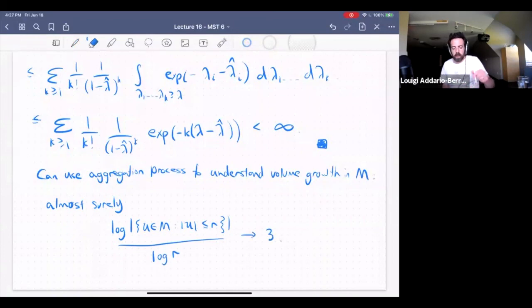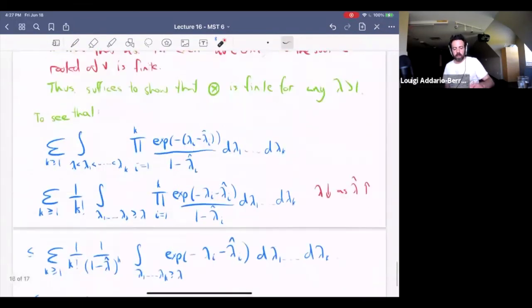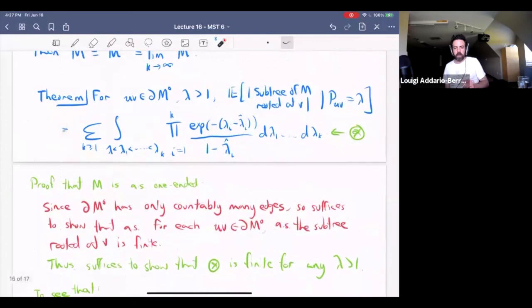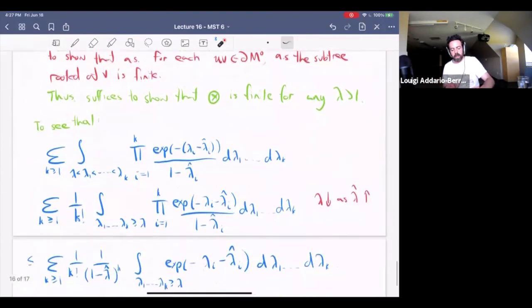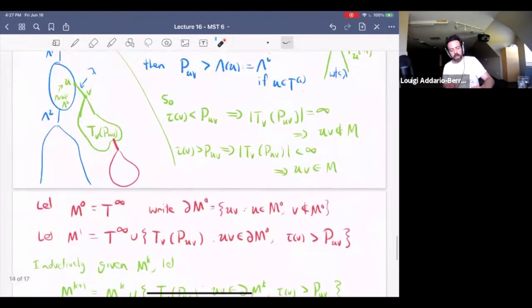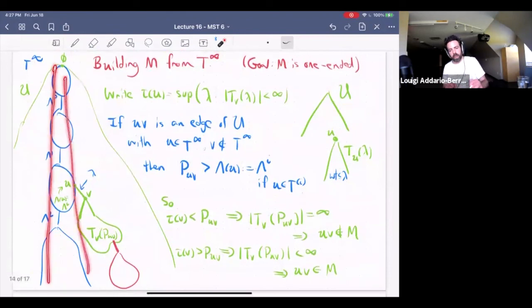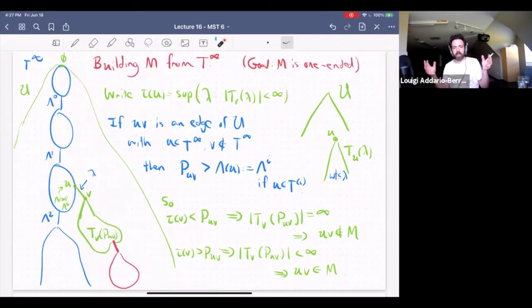This is some indication that even though it was fairly easy to bound this integral, once you find this formula for the size of the subtrees, you could show fairly straightforwardly that the whole tree was one-ended. It's a little bit delicate because whereas the tree T only has quadratic volume growth, now this tree M that you build from T infinity has cubic volume growth. So really a lot of mass is being added. It just isn't being added in ways that create infinite paths.